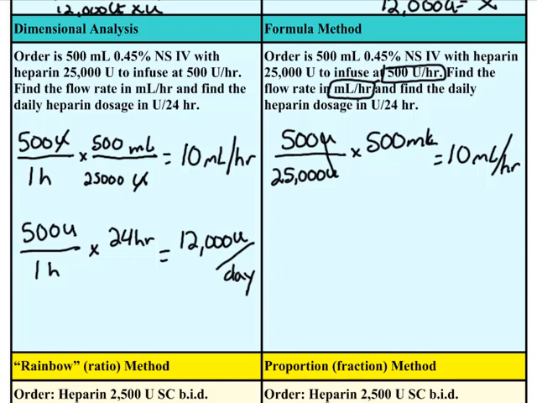Now to find the units per 24 hours, we know we have 500 units in 1 hour, so we just need to multiply this by the full day, or 24 hours, and we'll discover that we have 12,000 units in a day.